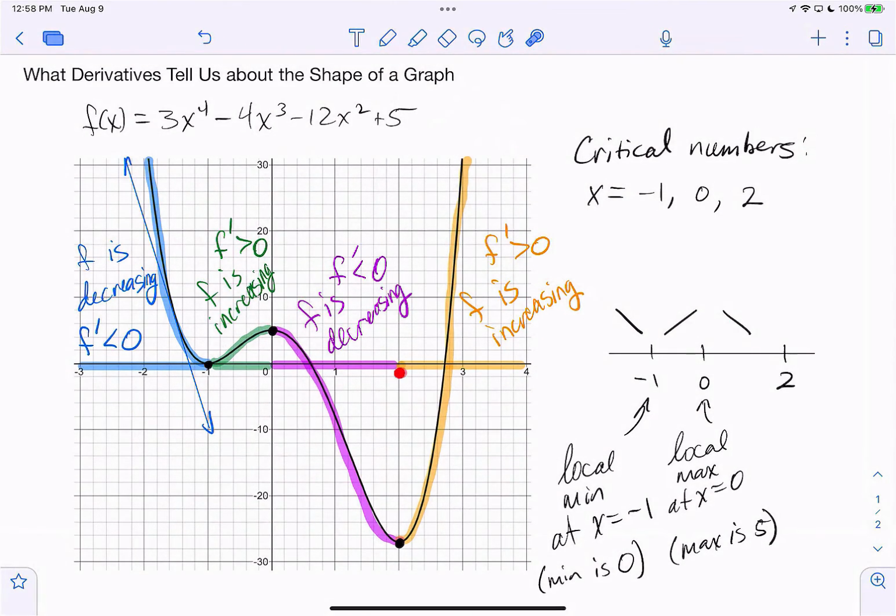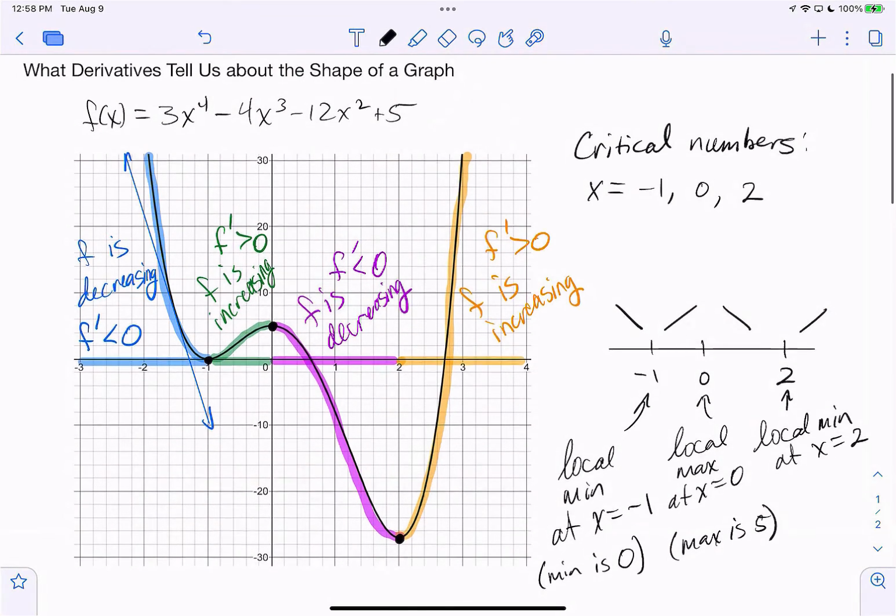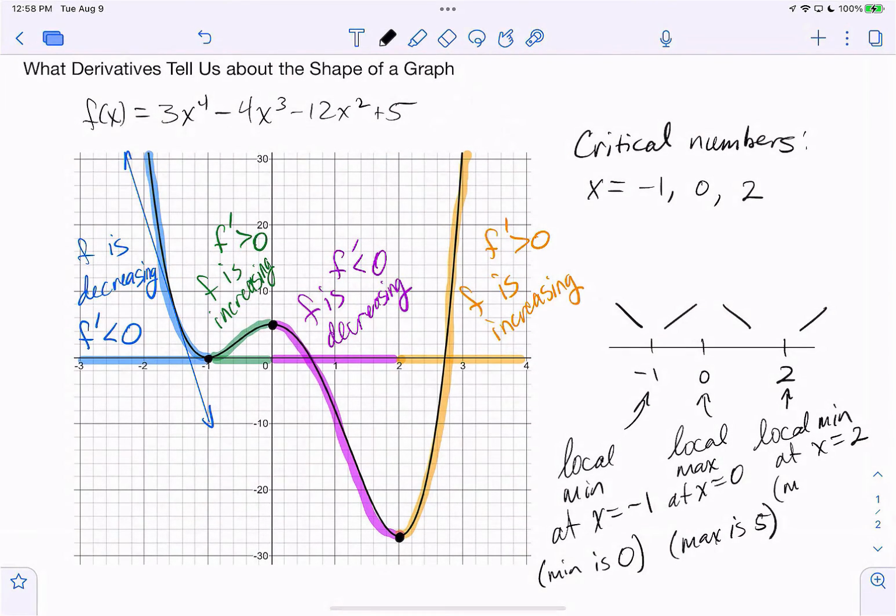Finally, turning our attention to where x equals 2, we have derivatives that are negative to the left of 2, positive to the right of 2. Over here on the number line, we see slashes, one going down, one going up, and that means we have a local minimum at x equals 2, and the minimum value is negative 27. Of course, the derivative isn't telling us the values of the min or max. Anytime we need an actual point on the graph, we're getting that from the function itself.